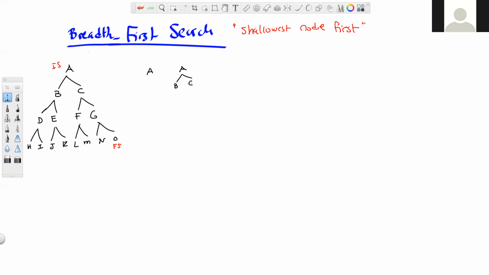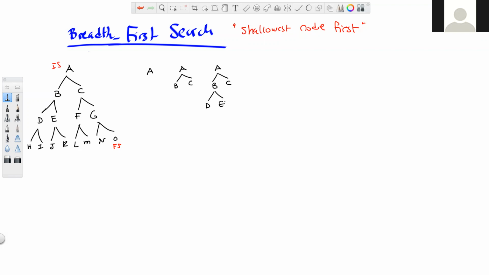Now, the fringe has how many nodes at this point? Two, B and C. I have to pick one of them. Breadth first search says pick the shallowest node. This has depth 1, this has depth 1. Both are equally good, but I'm going to go ahead and pick B. I'm going to break a tie this way. So now I'm going to generate its children, and now this is how it looks.